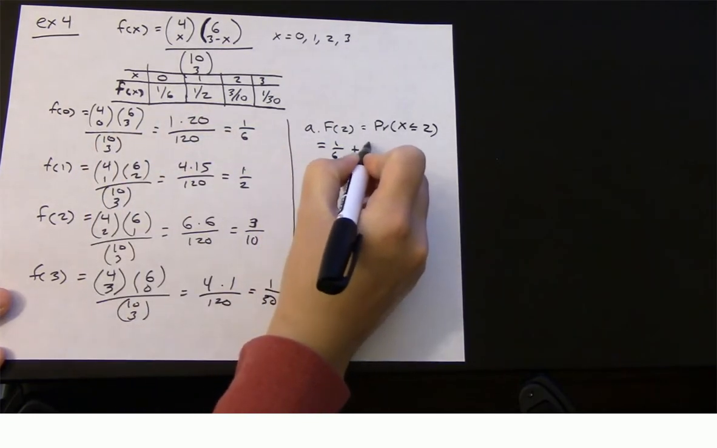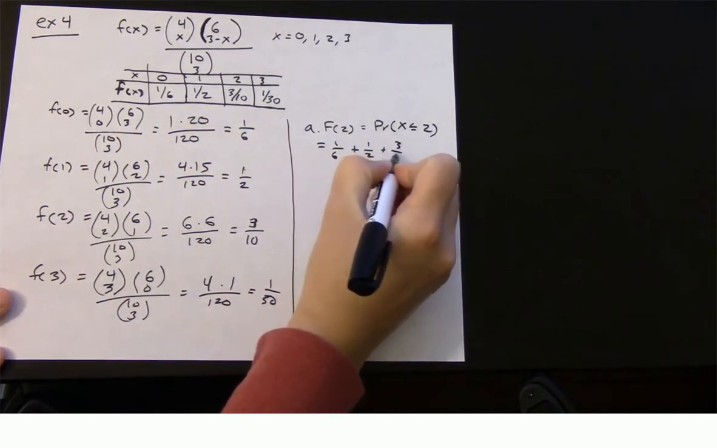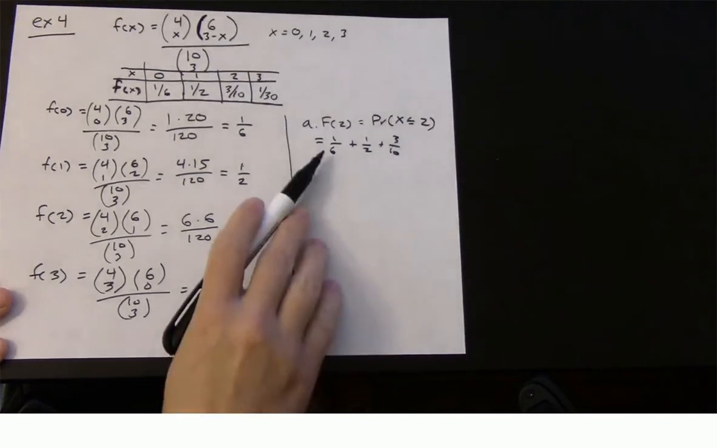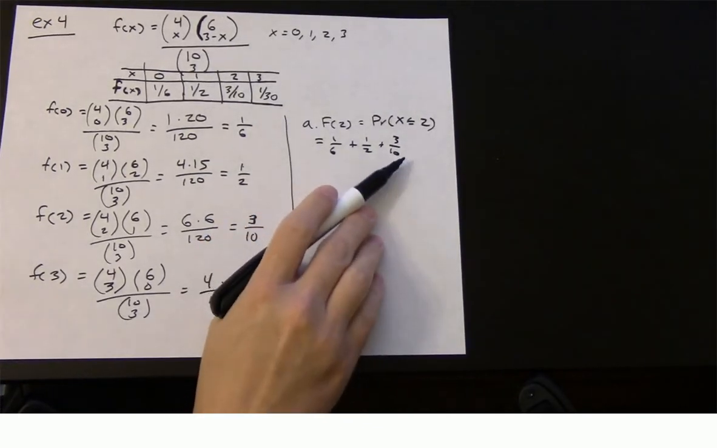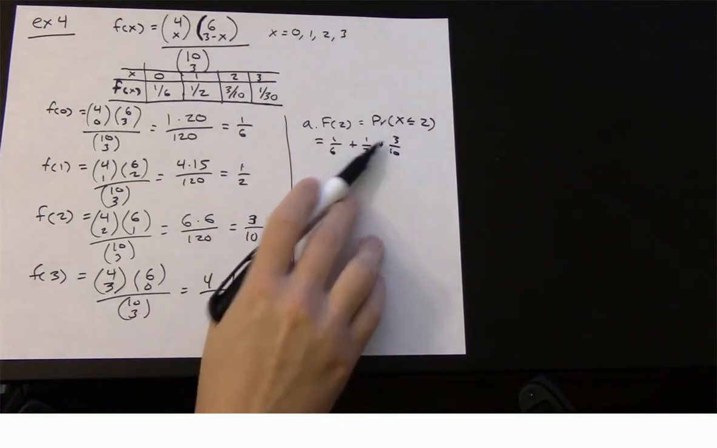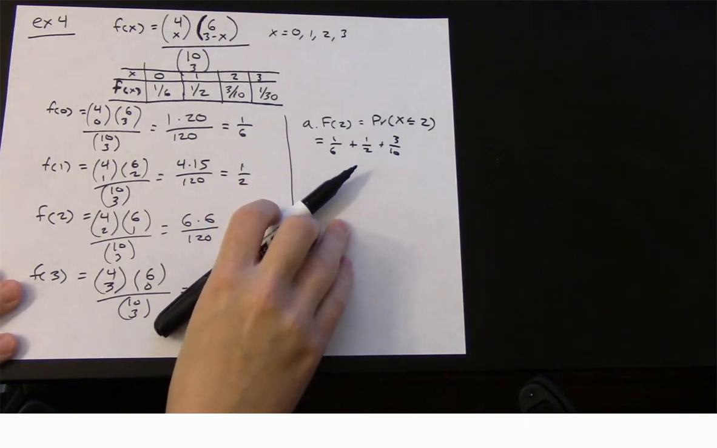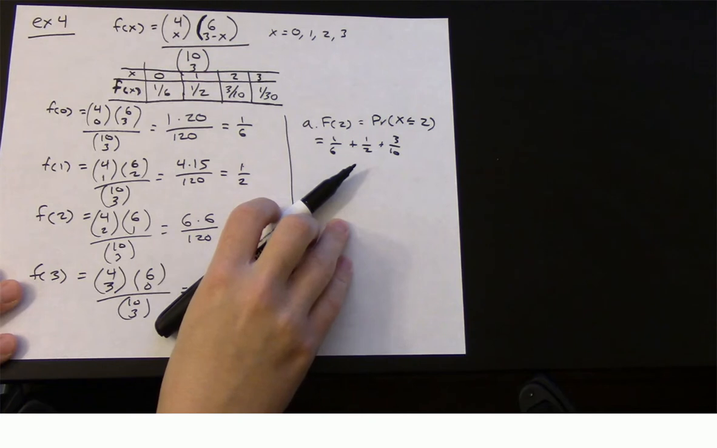1 over 6 plus 1 over 2 plus 3 over 10. Now, how do I add fractions? To add fractions, I must have the lowest common denominator. Okay? And then I would add the numerators. So what is the lowest common denominator?